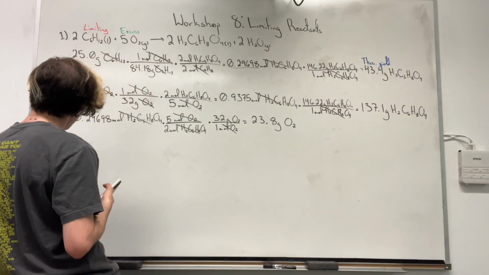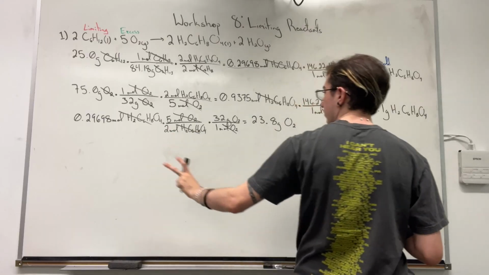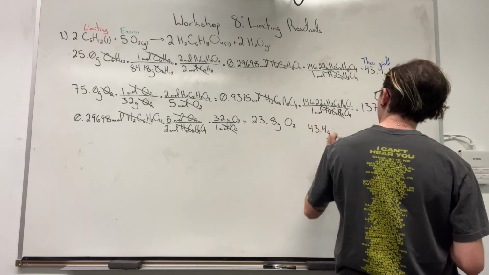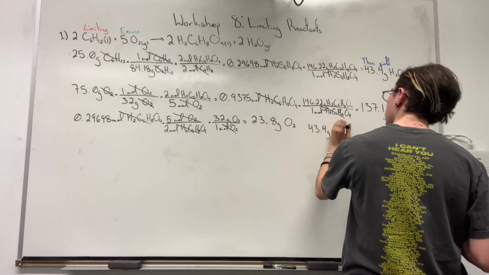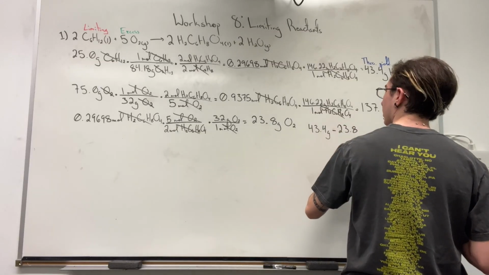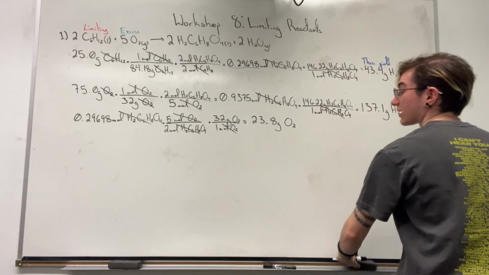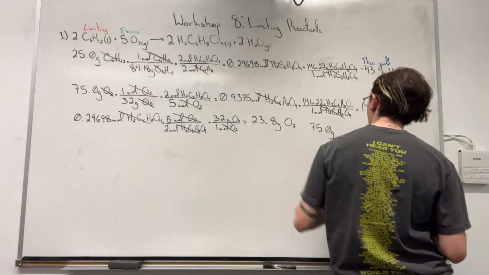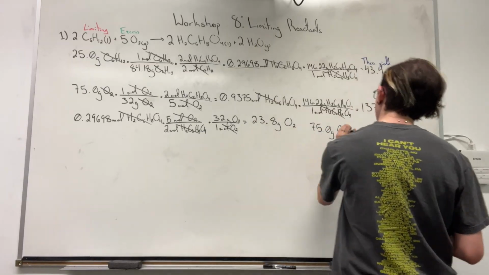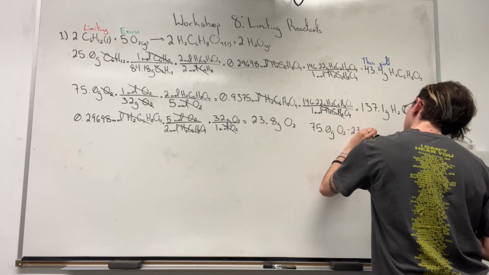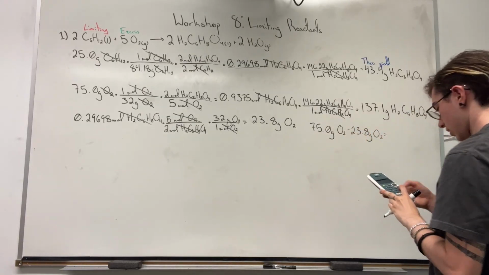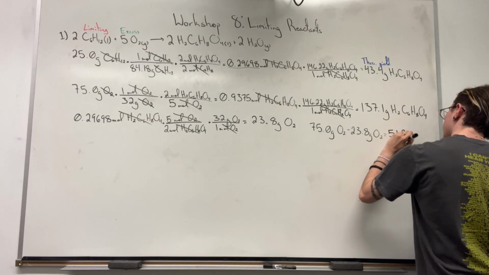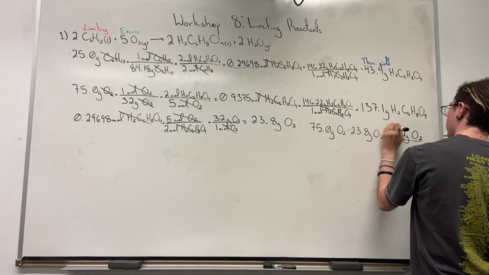And so if we know that we can make, I'm actually gonna do the calculation over here to save some space. If we know that we can make 43.4 grams of adipic acid, and we only need 23.8 grams. Oh, sorry. That's not how the math works. We're trying to calculate excess. Sorry. We know that we have 75.0 grams of oxygen. We are only going to use 23.8 grams of that oxygen. And so we will have 51.2 grams of oxygen left over by the end of this reaction.